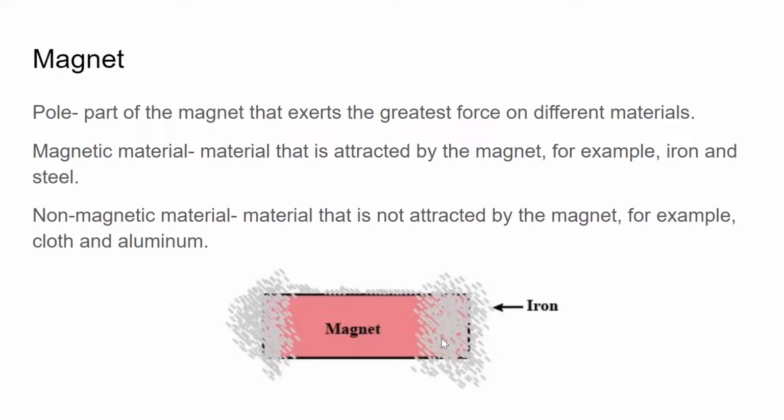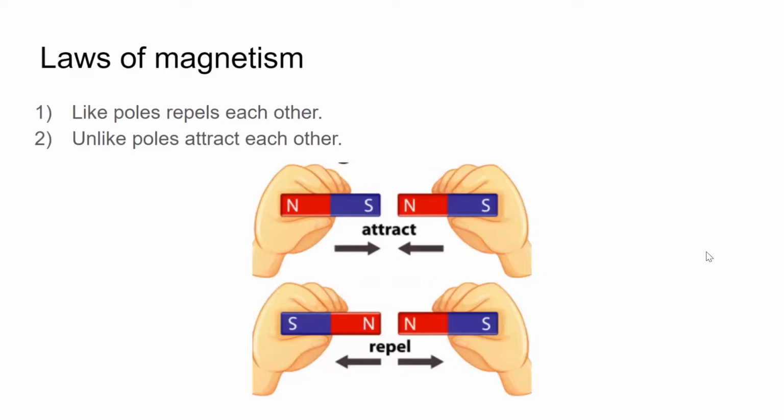Magnetic material is the material that is attracted by the magnet, for example, iron and steel. Non-magnetic material is not attracted by the magnet, for example, cloth or aluminum. There are two laws of magnetism. The first one is that like poles repel each other. The second one is that unlike poles attract each other.